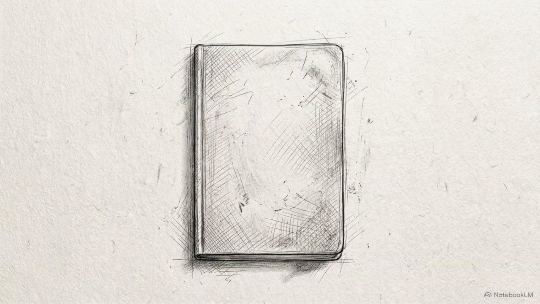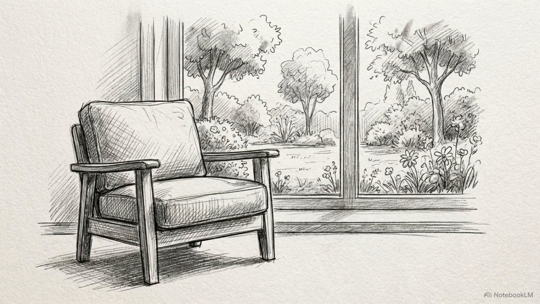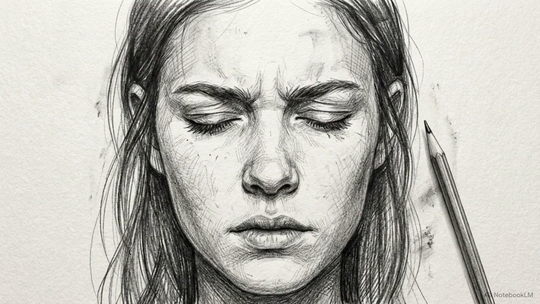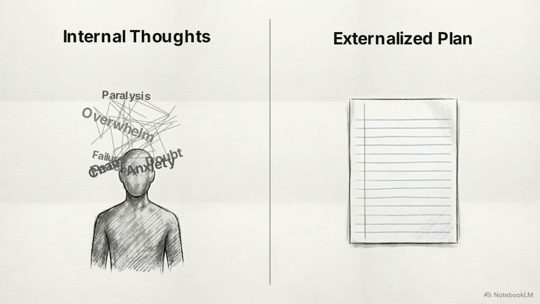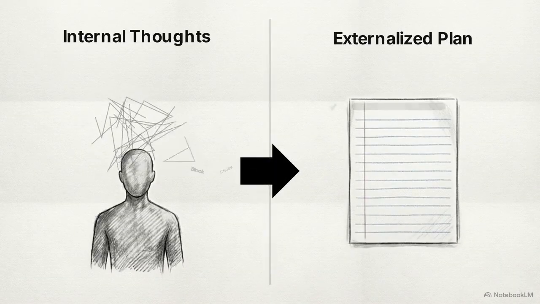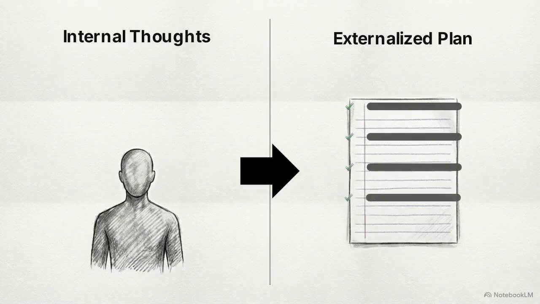Grab a notebook, grab a pen, and find a quiet space. While you do that, bring that specific, intimidating task to the front of your mind. The reason we need physical paper is to force that problem out of your head. Externalizing the block is the mandatory first step to actually regaining control of your behavior.